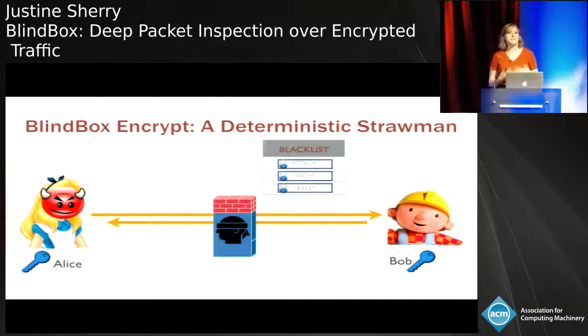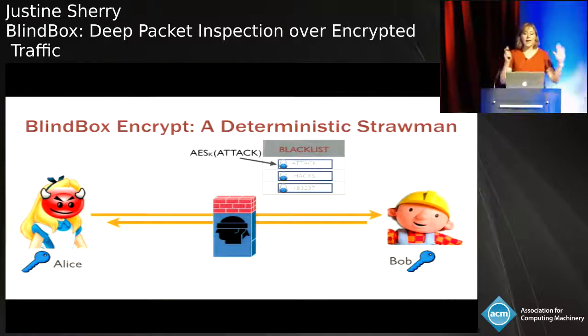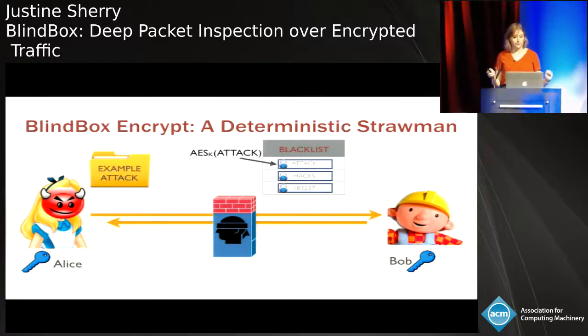Now that we know that the Middlebox has learned these encrypted keywords, we can talk about what it does with them. The blacklist has now been updated with all of these encrypted values. They're encrypted with the client's keys. And now Alice and Bob are going to send their data over their encrypted BlindBox channel.